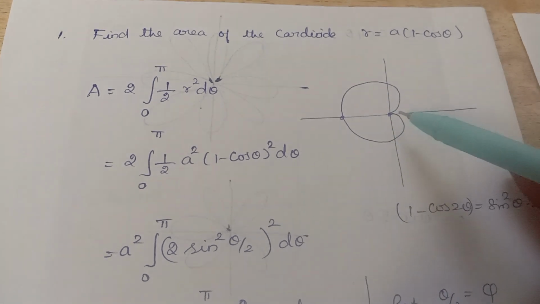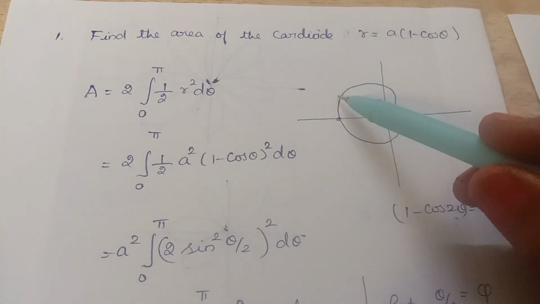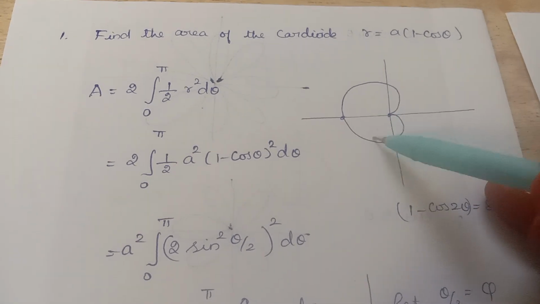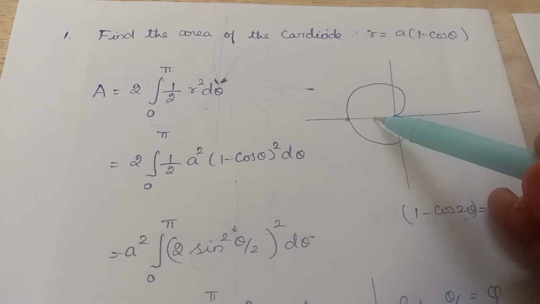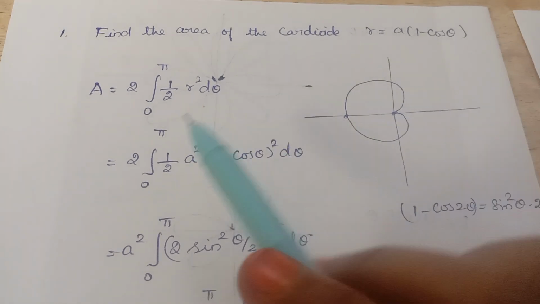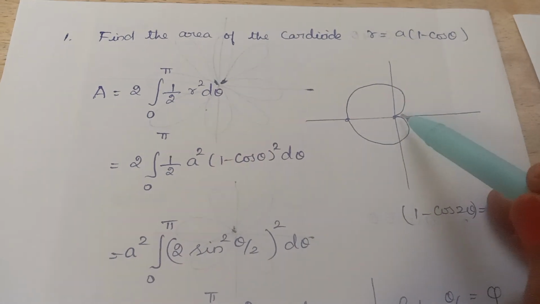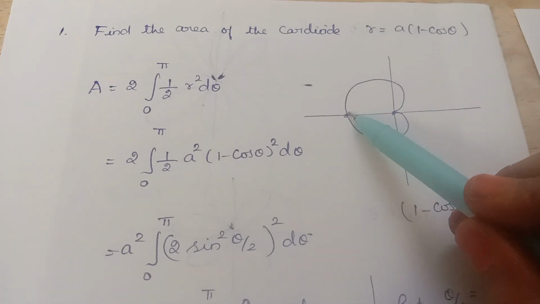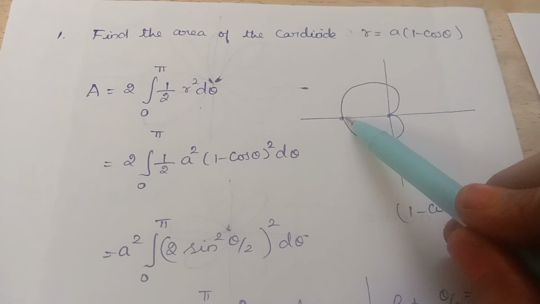Instead of finding the total area, let me find the area of the upper portion and multiply it by 2 because it is symmetric, no? So only the upper part I am going to find out and multiply by 2. Here it is starting from 0, it is moving like this and coming to this one, no? That means 0 to pi limits, isn't it?